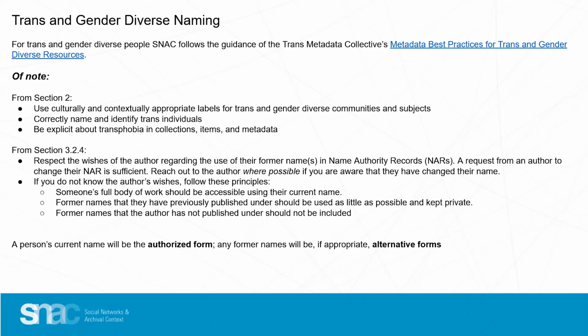Someone's full body of work should be accessible using their current name. Former names that they have previously published under should be used as little as possible and kept private. Former names that the author has not published under should not be included. A person's current name will be the authorized form, and any former names will be, if appropriate, alternative forms.